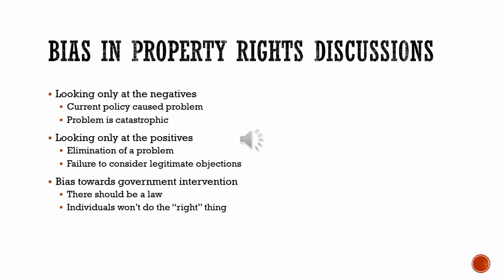In those instances, they tend to only look at the negatives of the current situation. When they want to violate property rights, they're advocating for more government controls and restrictions, and so they point to the absence of those controls and restrictions as evidence that freedom creates problems, that we need more government controls and regulations. So they'll point to the current policy, which is the absence of their proposal, and argue that that is the cause of the problem. And they often exaggerate the problem, making it sound catastrophic, like the world is about to end because there aren't the controls and regulations that they propose.